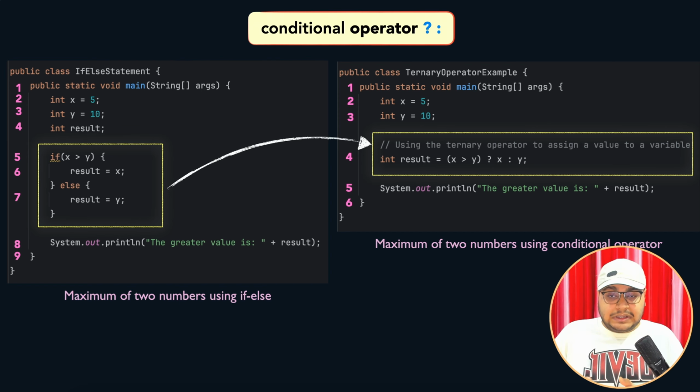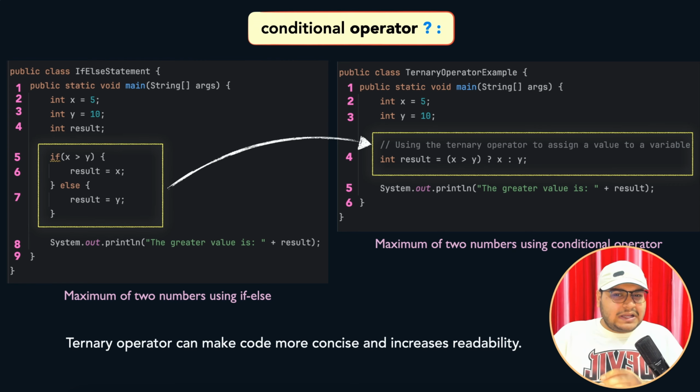In this example, if x is greater than y, the value of x is assigned to the variable result. If x is not greater than y, which is the else case, the value of y is assigned to the variable result. And you can see that over here. The result is then printed out. Ternary operator can make code more concise and increases your readability.